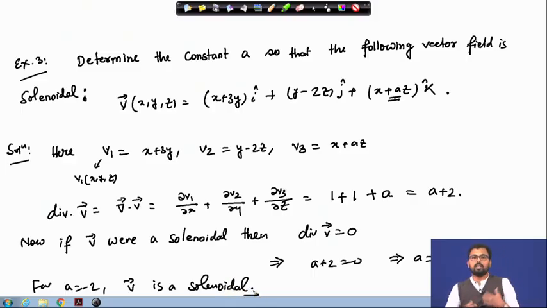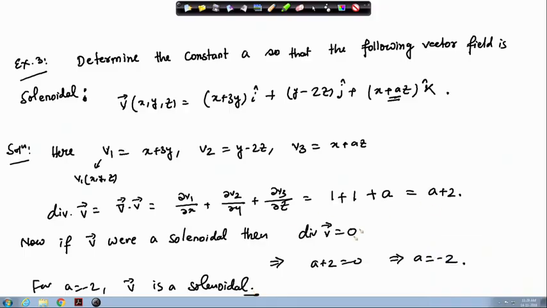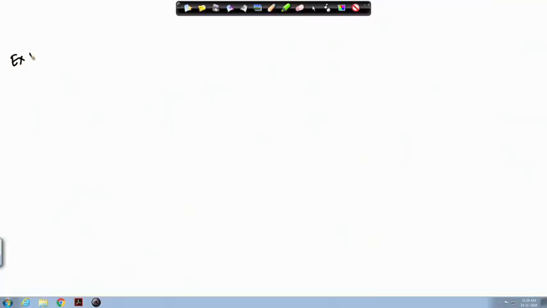So, after calculating divergence of V, we start with the assumption that we have a solenoidal field, and then in that case divergence of V must be 0, and from there we calculate a equals minus 2. So, this is our required value for a. Now, let us move on to our next example. Our next example says: show that the following vector is irrotational.